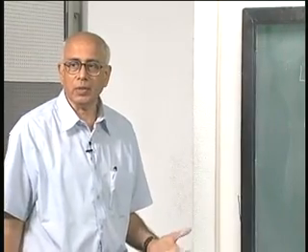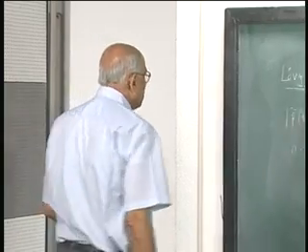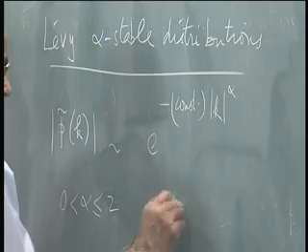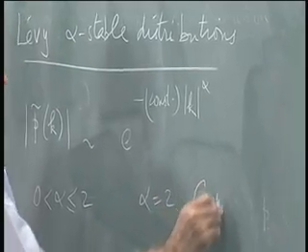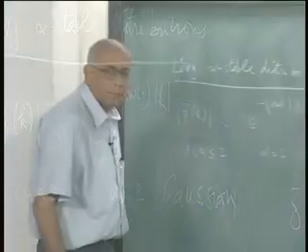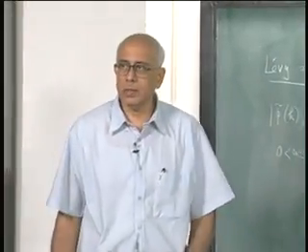Remember, we want p of x to be a probability distribution so that it should be non-negative, and that happens, one can show, when alpha runs between 0 and 2. Alpha equal to 2 is the Gaussian. That is the most well known distribution here, the most familiar and the most famous one.